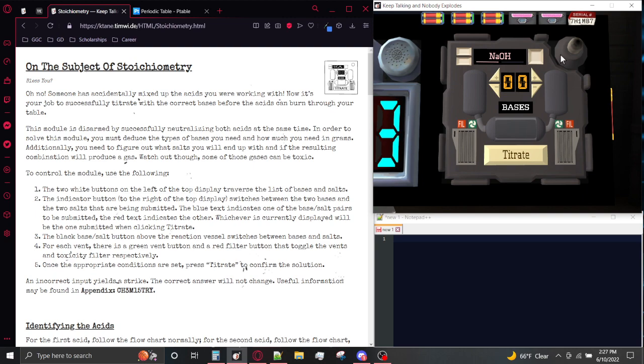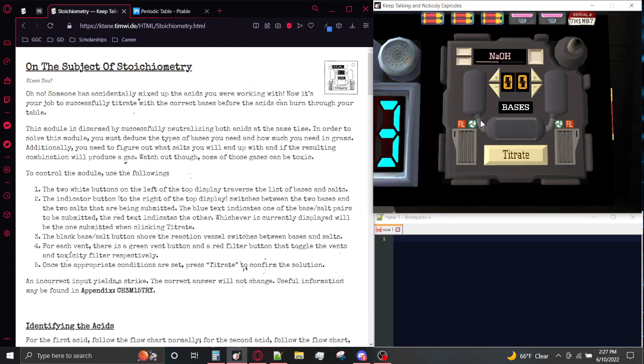This is actually kind of unnecessary, so I'm not going to use this, and I don't really recommend you use it either. We're going to submit what we have, and it doesn't really matter if it's left or right. You also have these arrows to change this number, similar to neutralization, and a filter and ventilation button, which we will discuss later. And then, as you may expect, a titrate button, which acts as a submit button.